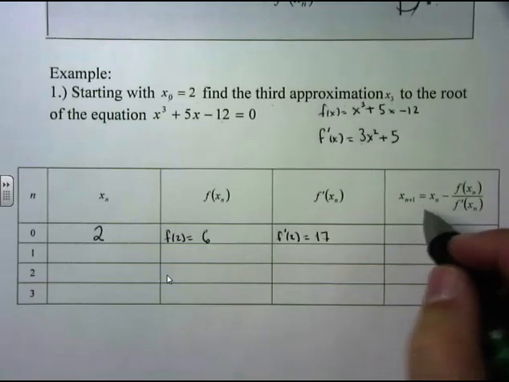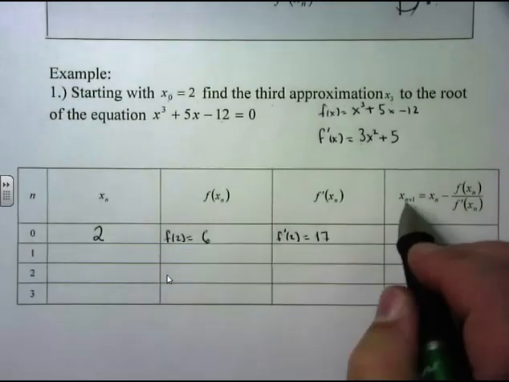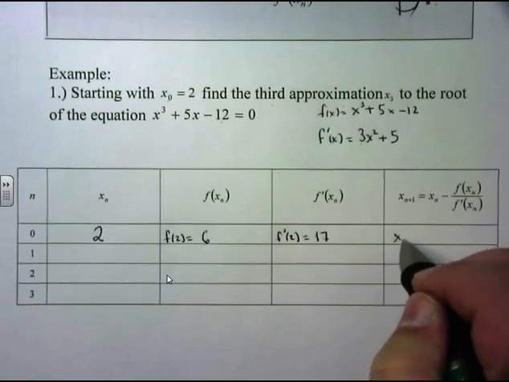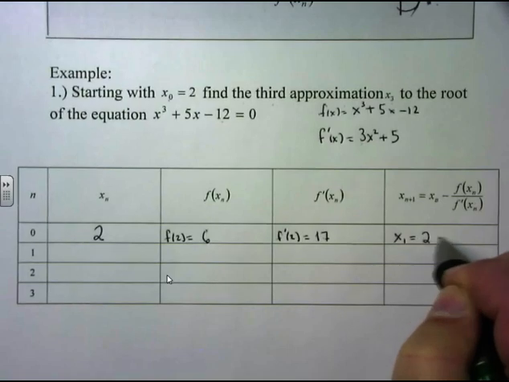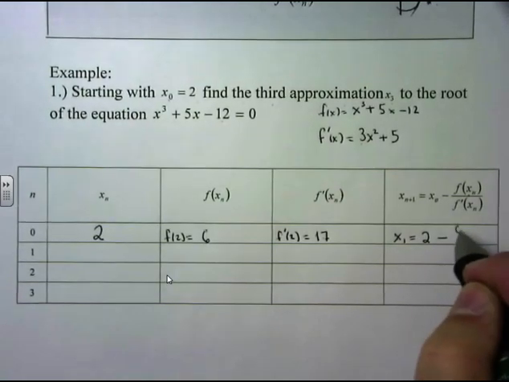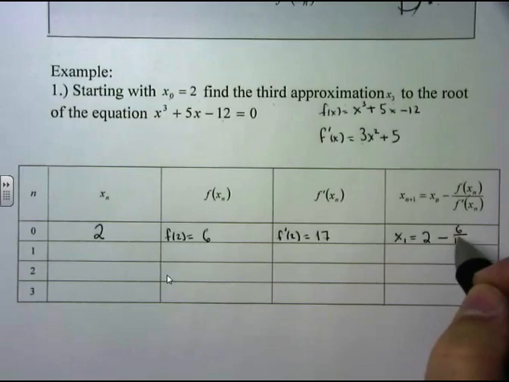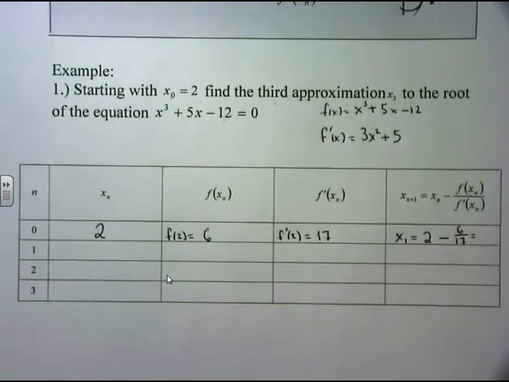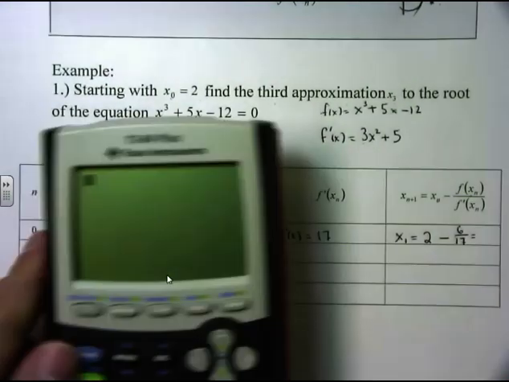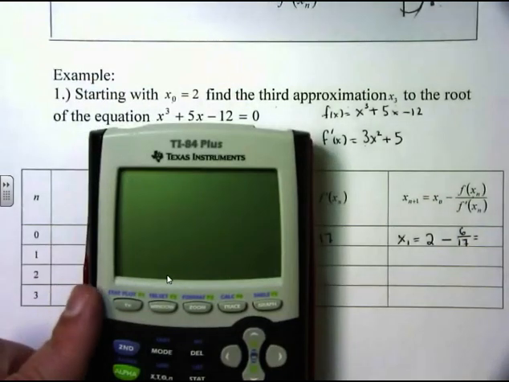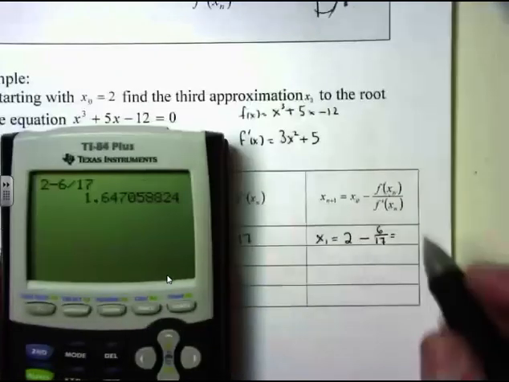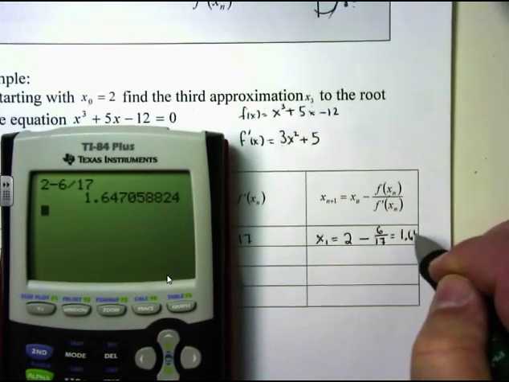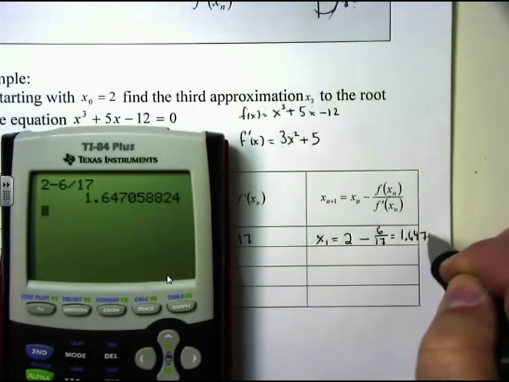To get your next iteration, see this when n was equal to 0, so n 0 plus 1 is 1. So my next iteration, which is my x1 iteration, would be x0, which was 2, minus the functional value, which is 6, divided by the derivative, which is 17. So just to show you I am really doing my calculator on this, it'll be 2 minus 6 divided by 17. And again, what a surprise, classic decimals. So I'm getting 1.647058824.